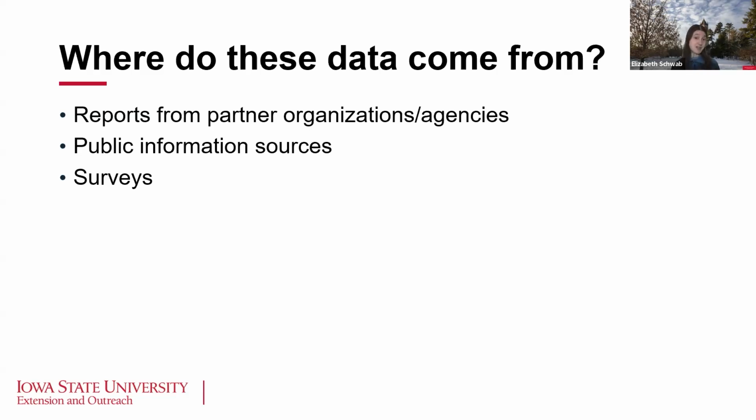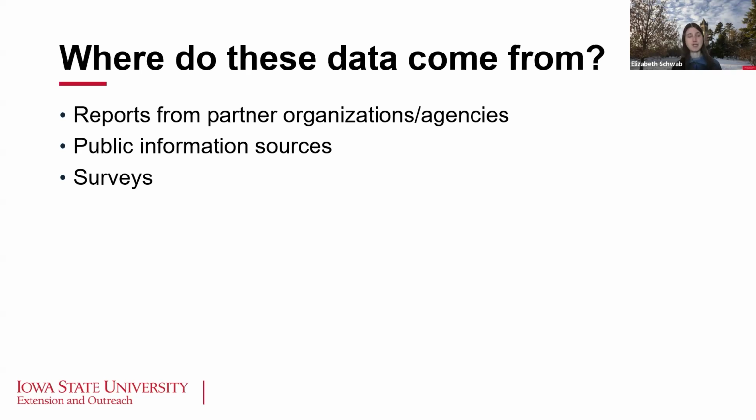That includes commodity groups. That includes groups like Iowa State University Extension and state agencies. We're looking at public information sources. So what is out there that's openly available online? Thinking about things like the USDA Census of Agriculture, National Agricultural Statistics Service, FSA data, things like that that we can all just access from our computers.